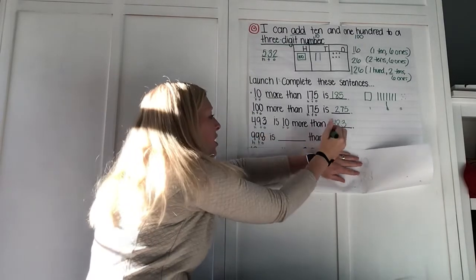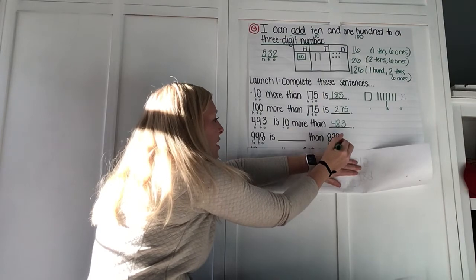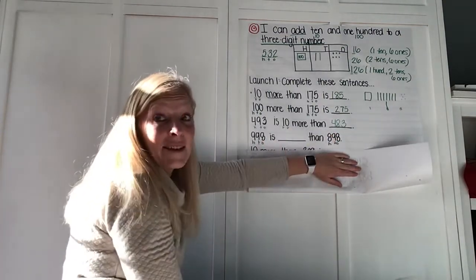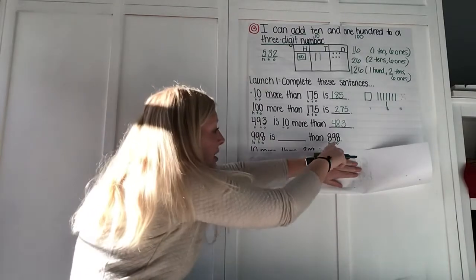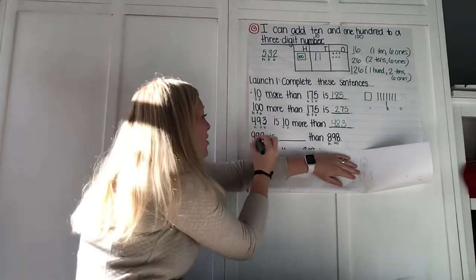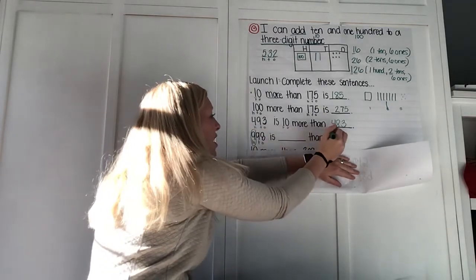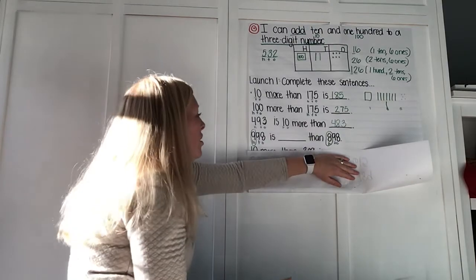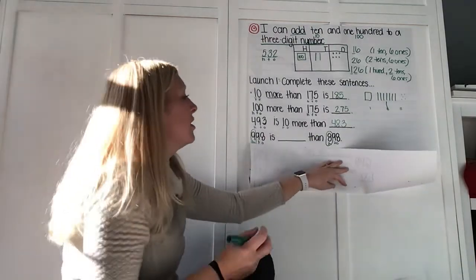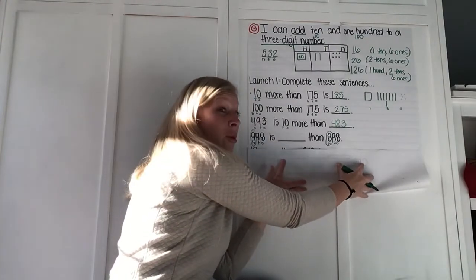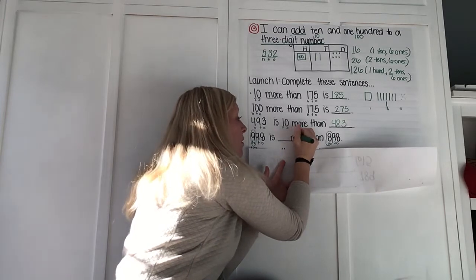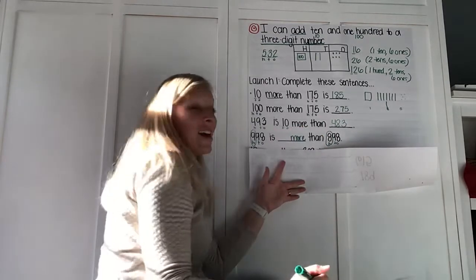Hundreds, tens, and ones. Okay, my ones place, they're 8s. My tens place, they're 9s. My hundreds place is what changed. So 998 is 10 than? Is 998 more or less than 898? It's more. How much more?